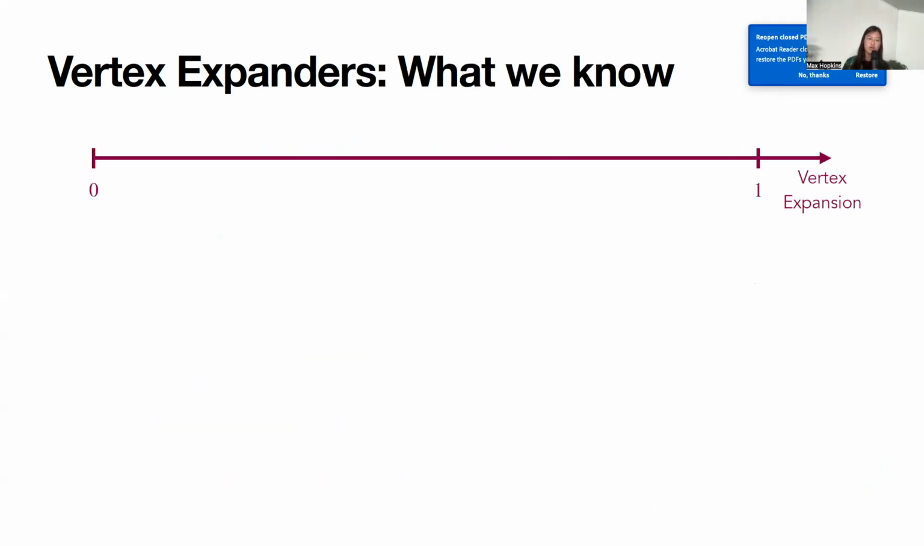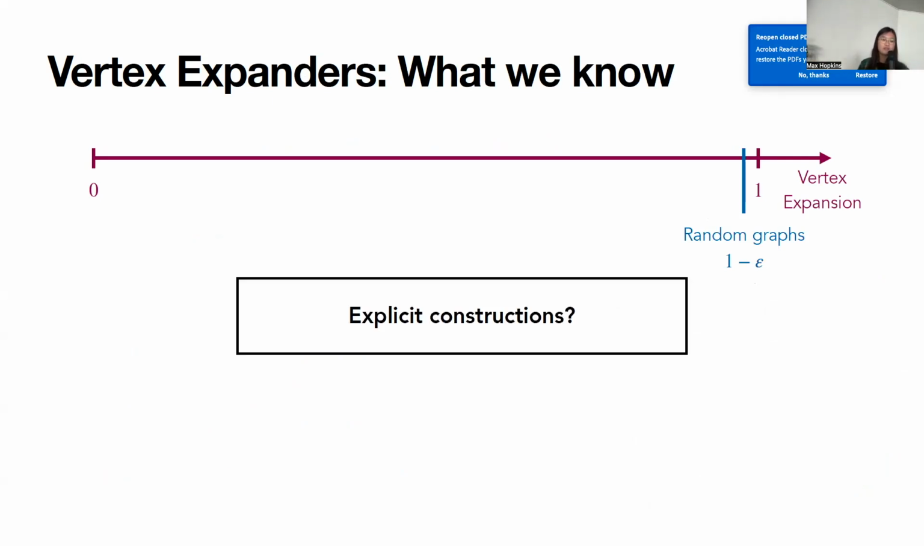So what do we know about vertex expanders? First of all, random graphs do achieve lossless, 1 minus epsilon vertex expansion. But what about explicit constructions? Why do we care about explicit constructions? First of all, it's a nice mathematical question. Maybe for those of you who do more complexity, you care about de-randomization, so it's a very natural de-randomization question.